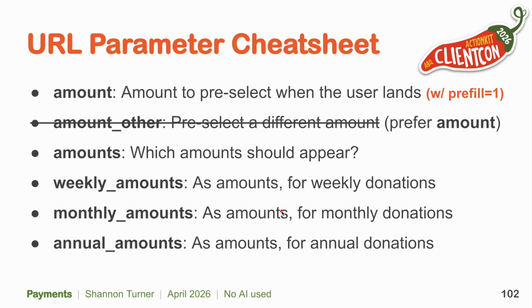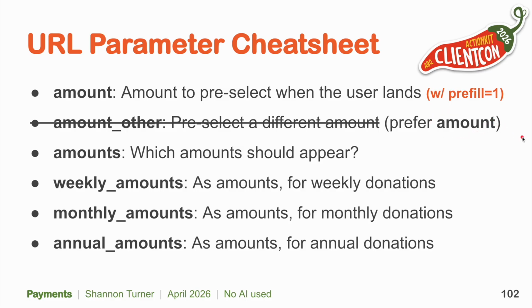Here is a quick cheat sheet of all of the URL parameters that you have available to you. We've covered all of these before, so I'm not going to spend much time on these except to say, in the past, if you wanted to pre-select an amount that was different than the amounts that you had pre-configured on the edit content screen of your mailing or of your page, you had to use the amount other URL parameter. You don't have to do that anymore. We made amount handle both of those cases. Now you can just use amount and forget about amount other.